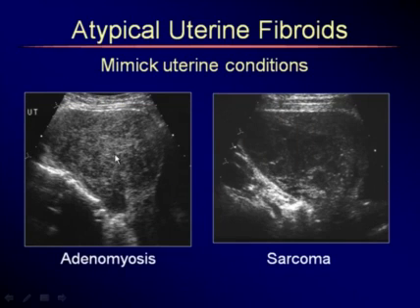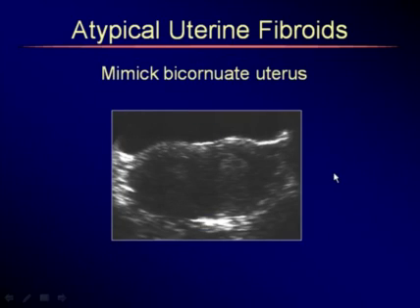Here's a myoma mimicking adenomyosis. Looks like a bulgy, thick, heterogeneous uterus, and it was filled with these little small myomas. This one had uterine enlargement, was thought to be a sarcoma, and turned out to be just an atypical myoma with some bleeding. They can mimic uterine anomalies.